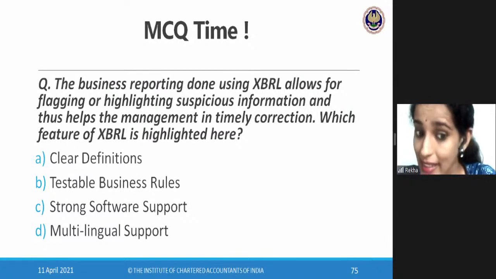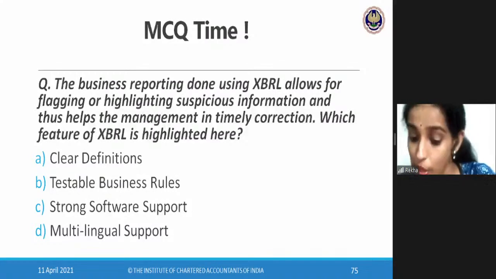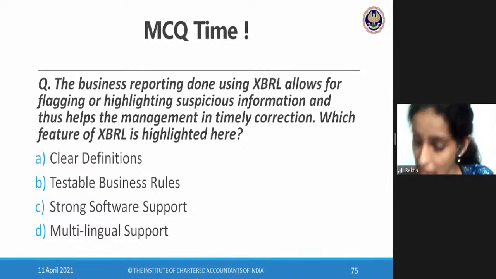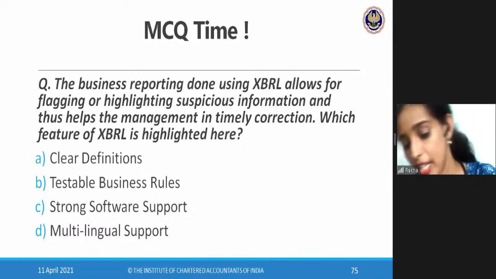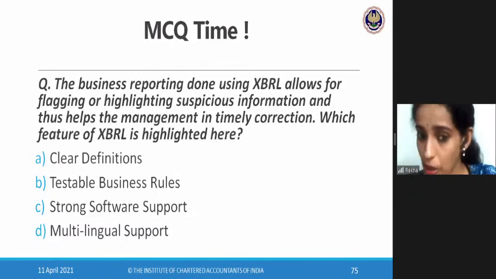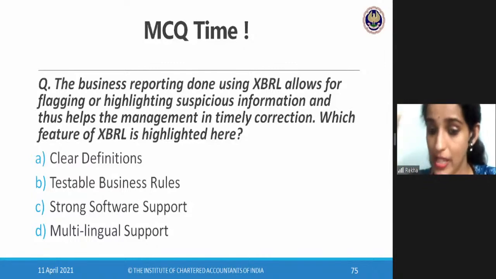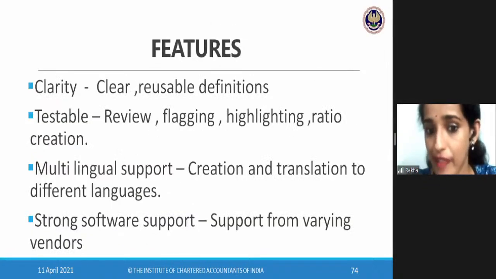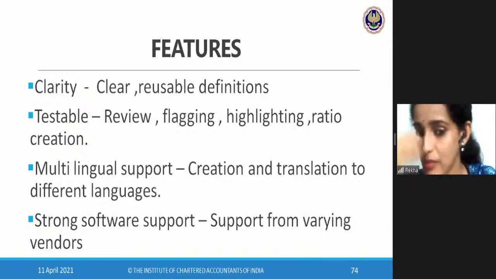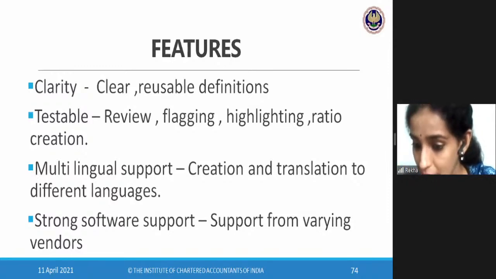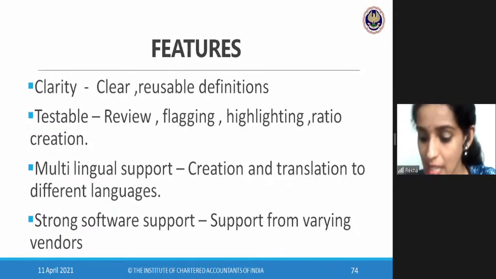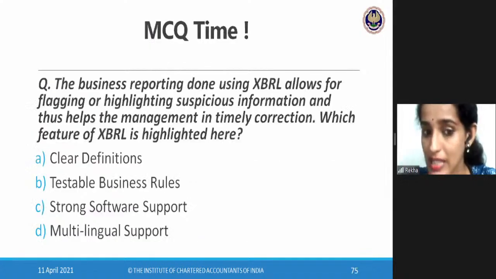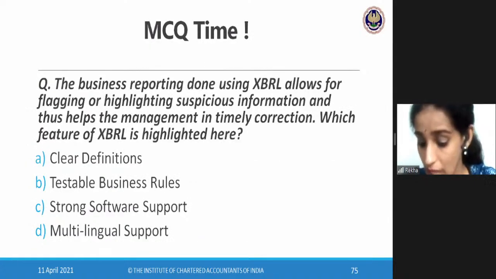Answer is clear definitions pertaining to your taxonomy. Okay, it is not highlighting any wrong information. It is taxonomy, under which head you have to place. But if you want to highlight suspicious information, especially flagging, I told you flagging. If you see the second point, testable business rules, here it is highlighting if anything is entered wrongly, if there is any suspicious information, flagging will happen here. So the answer here is testable business rules, not clear definitions.